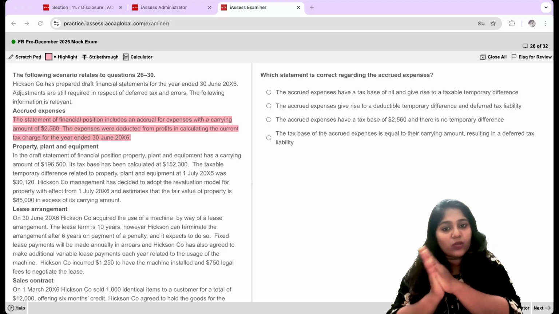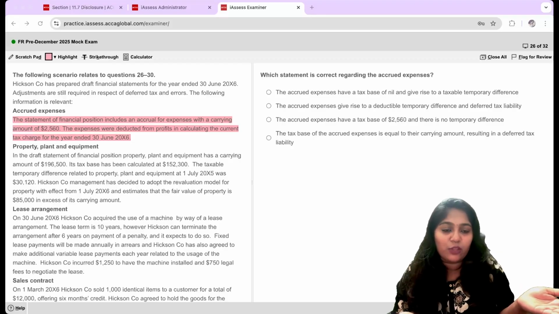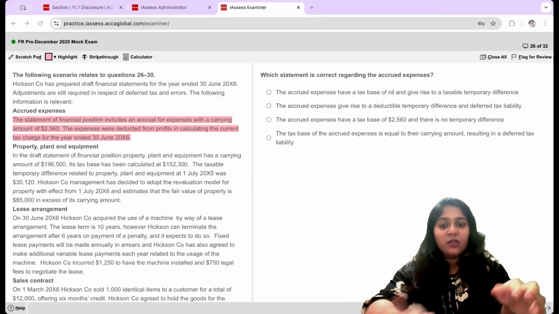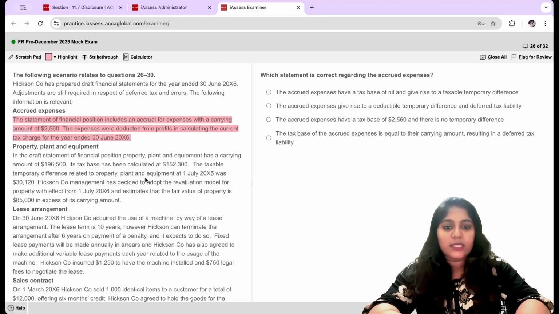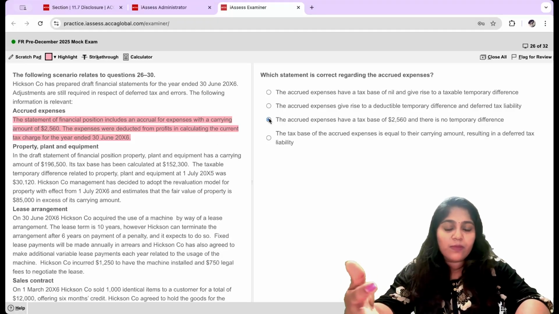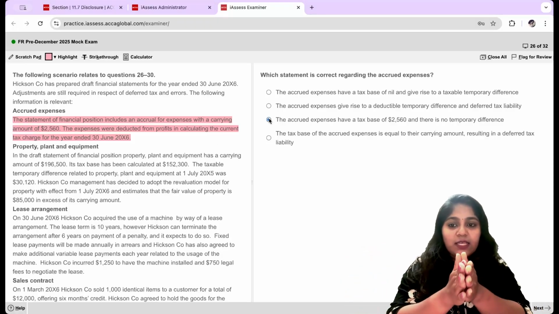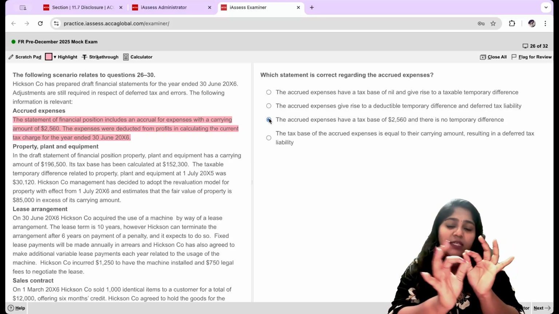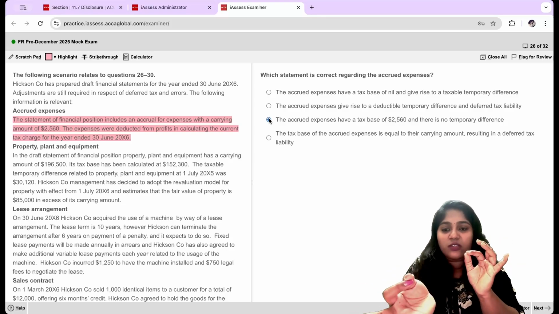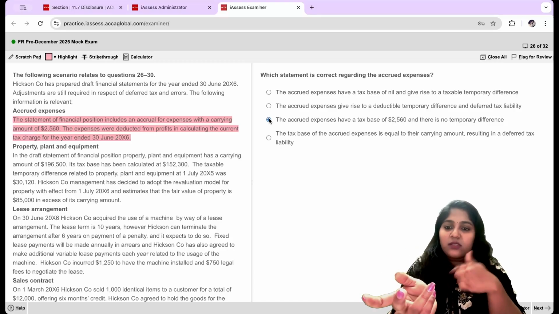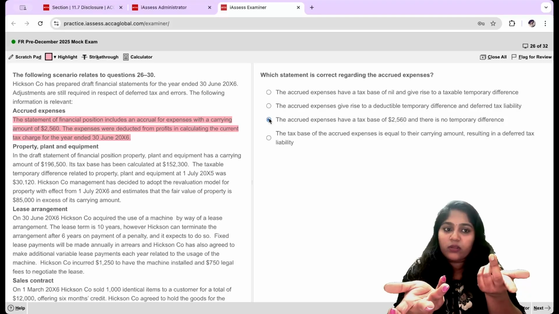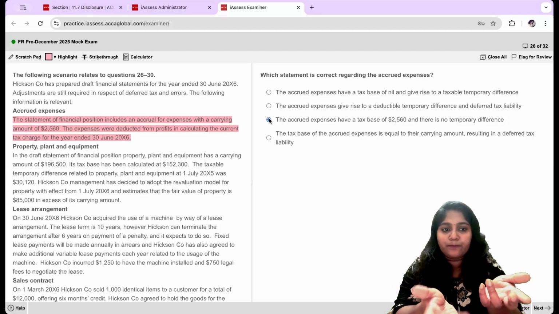The answer has to be straight option C, because the accrued expenses have a tax base of 2560, and the carrying amount should also have a value of 2560. There won't be any kind of temporary differences. If you read options A, B and D, option A says the accrued expenses have a tax base of nil. No, both recognize the same concept. Here it is treated as expenses, there also expenses. So both are following the accrual basis, and there is no chance it can become nil.